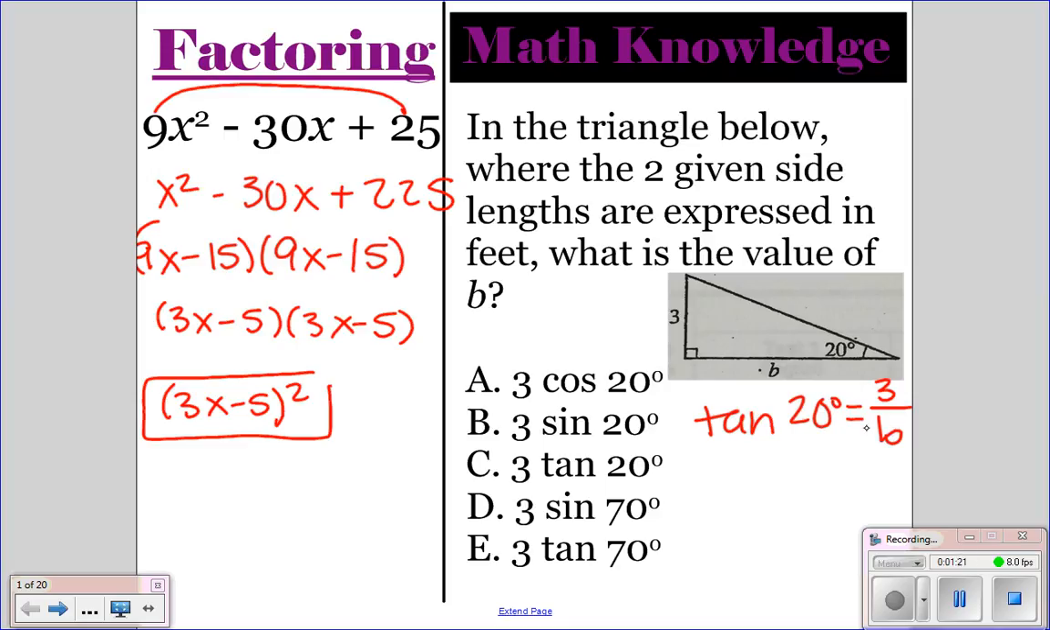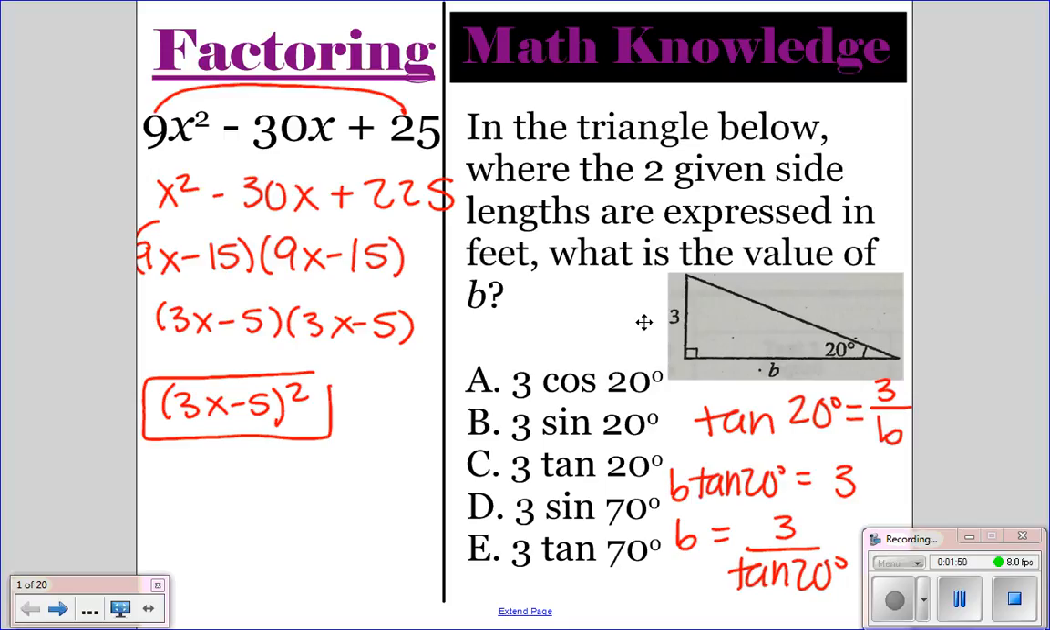Okay, so now to solve for our b, we're going to multiply both sides by b, and we'll have b tangent of 20 degrees equals 3, and then you're going to divide by the tangent of 20. But if you look, that's not actually one of the answers that they give us.